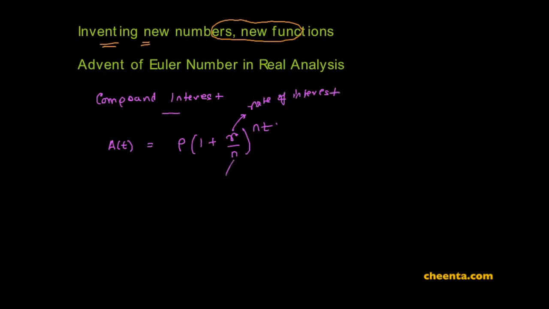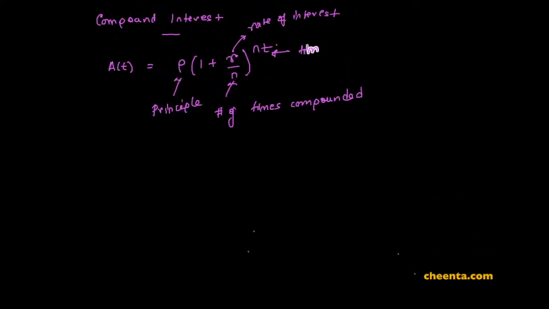and n is the number of times compounded. So maybe you are compounding twice every year, or maybe you are compounding 3 times every year, and so on. P is the principal, by the way. So this was a formula that was well known by bankers for a long amount of time.